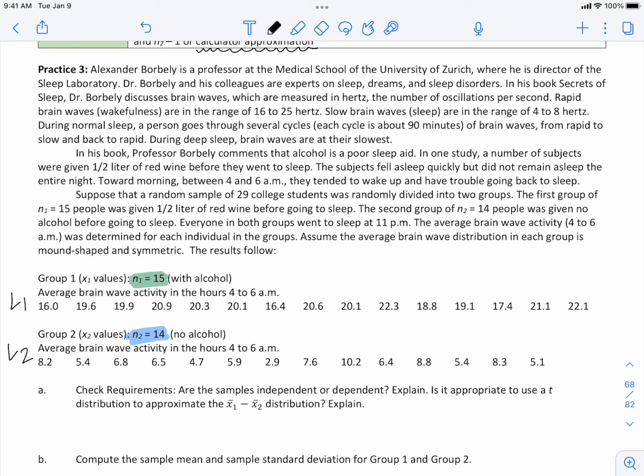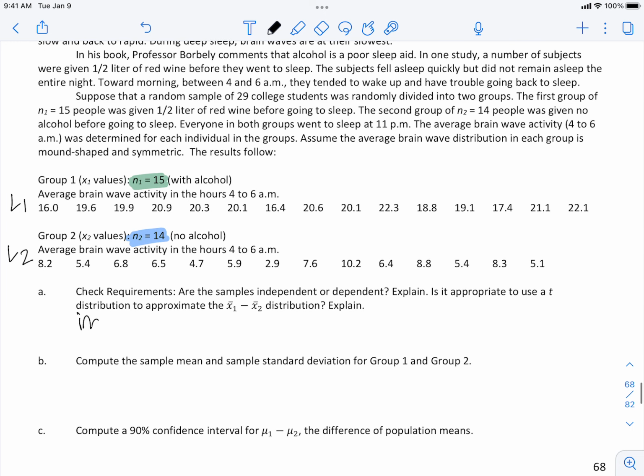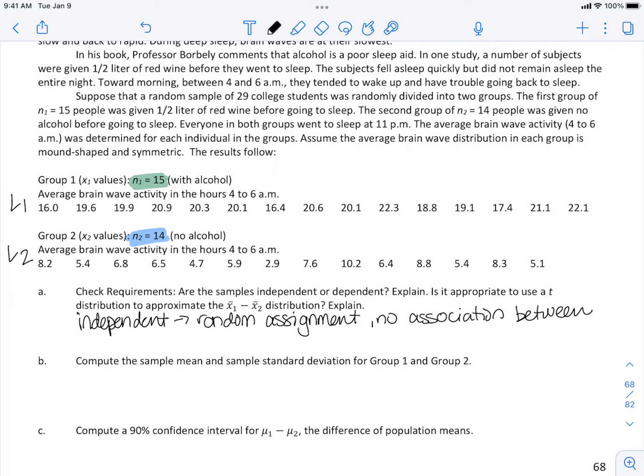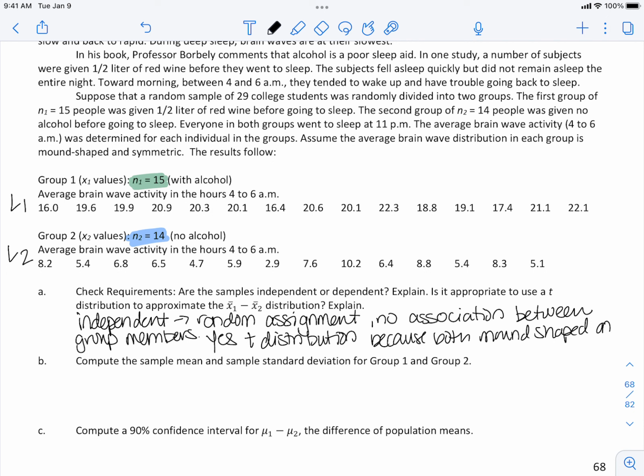When we check the requirements, it says, are the samples independent or dependent? And explain. Is it appropriate to use a t distribution to approximate the x1 minus x2 distribution? Explain. So these are independent. Again, we have random assignment, and there's no association between the group members. And yes, we can use the t-distribution because both are mound shape and symmetric.